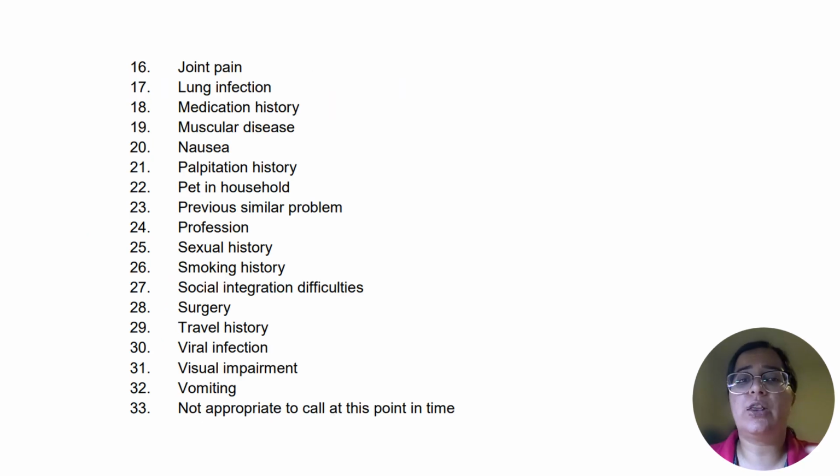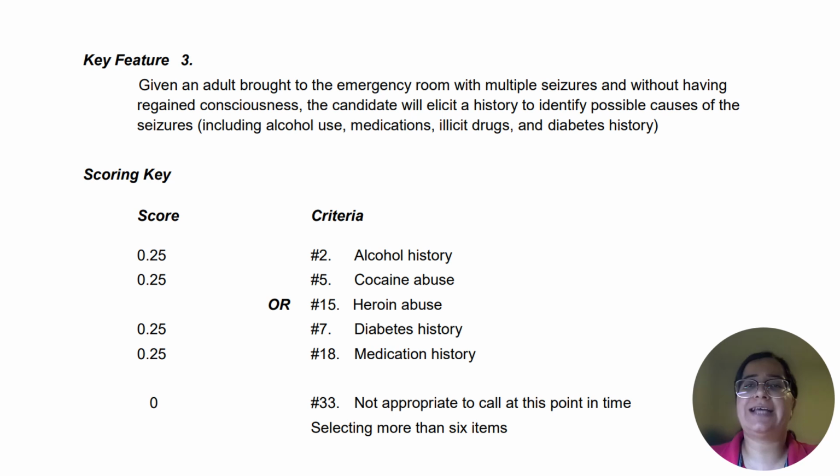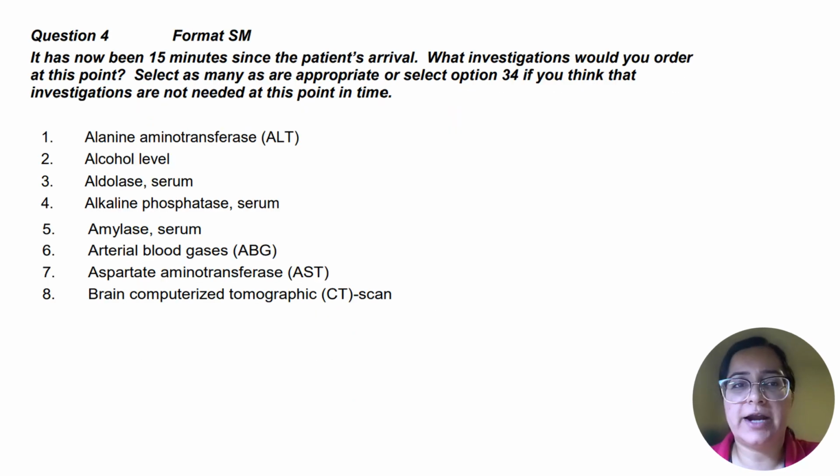We need to know a lot of history, whether this patient has any alcohol history, drug history, diabetic history, medication history. Those are the most appropriate things. It's okay if you can't choose up to max 6 options. You can choose up to 3 or 4 you are sure of, and you'll get the full credit for that.